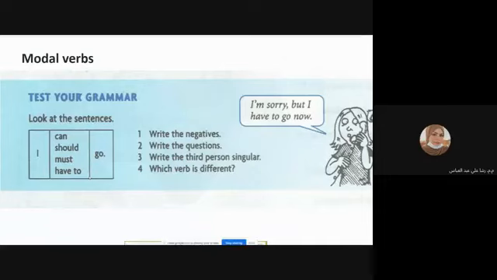So, in this case, we call it semi-modal verbs. Semi يعني شبه. شبه فعل ناقص. Okay? واضحة الصورة؟ نعم شكرا. Okay.